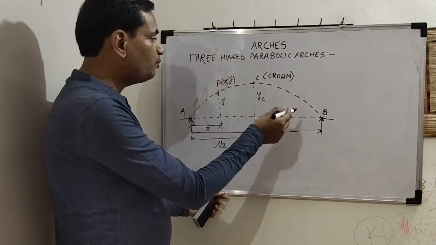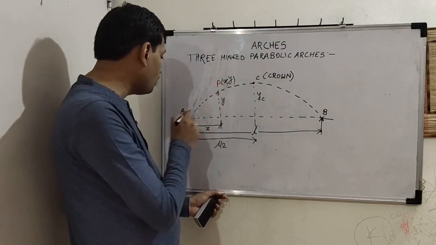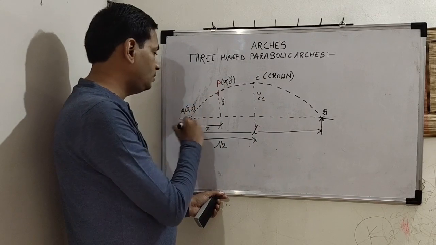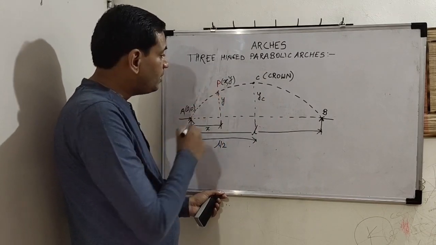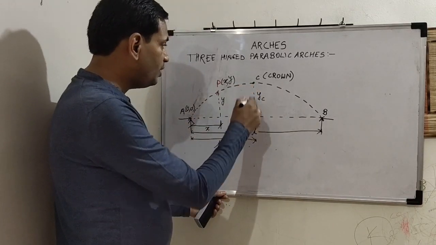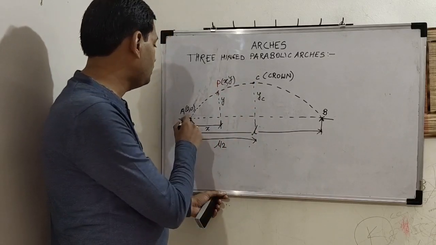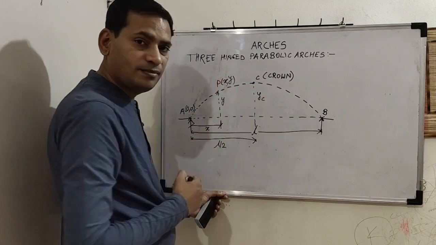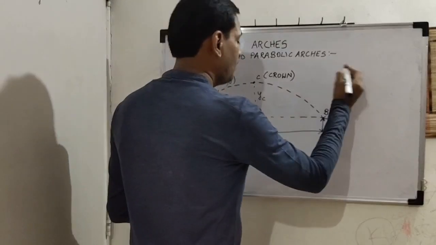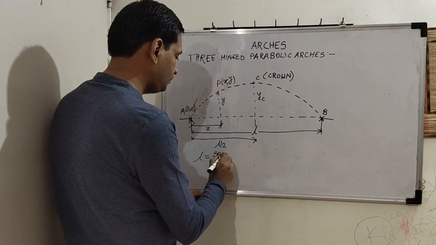Now we have selected one point along the line of this arch P whose coordinates are x and y from the origin A. Okay. So from A, coordinates of point P are x and y. If you carefully see horizontally, C point is exactly at the mid of AB. Length AB is L, that is span of the arch. Okay, I'll write down here. L is span of the arch.